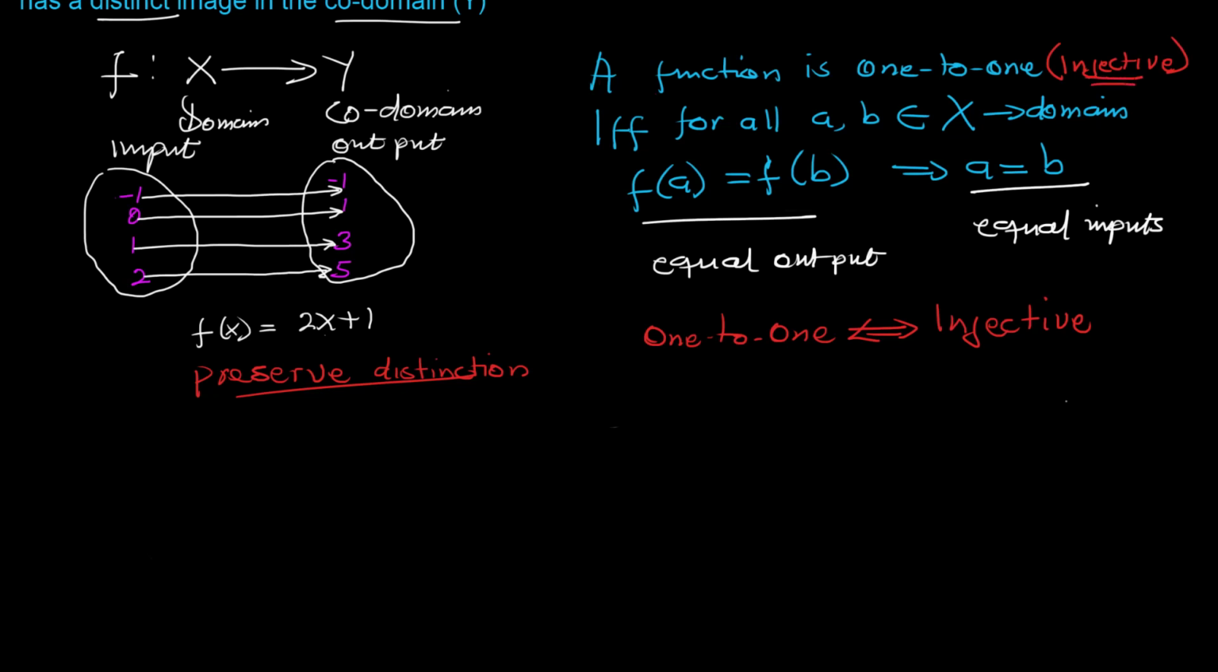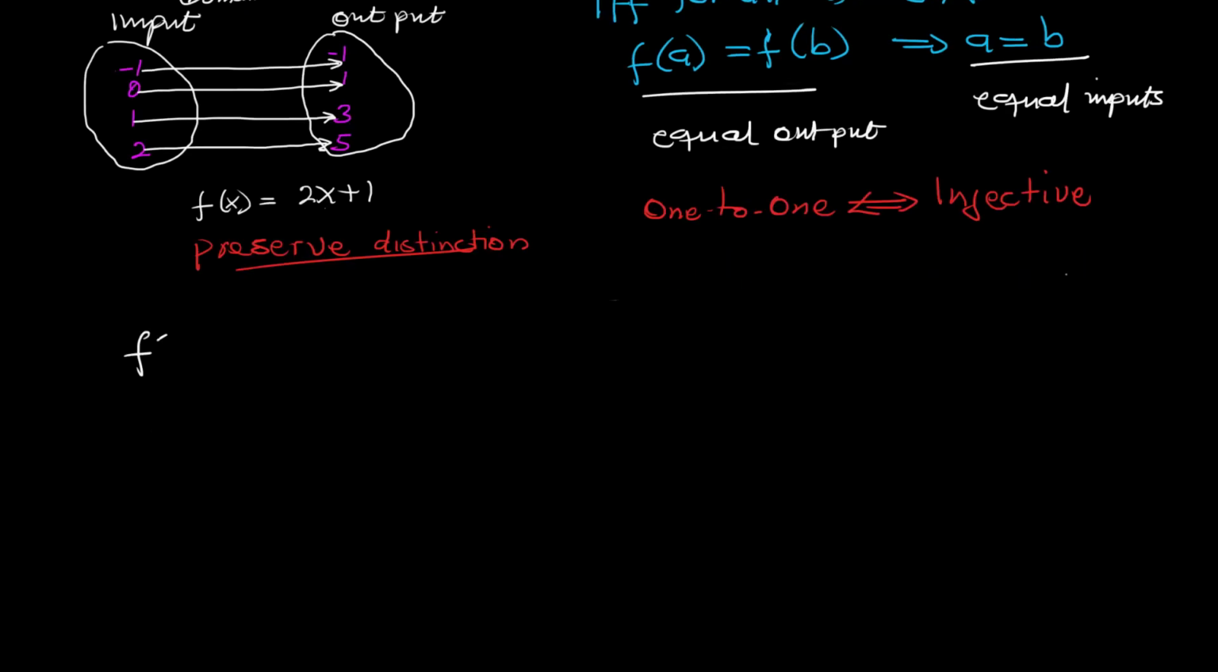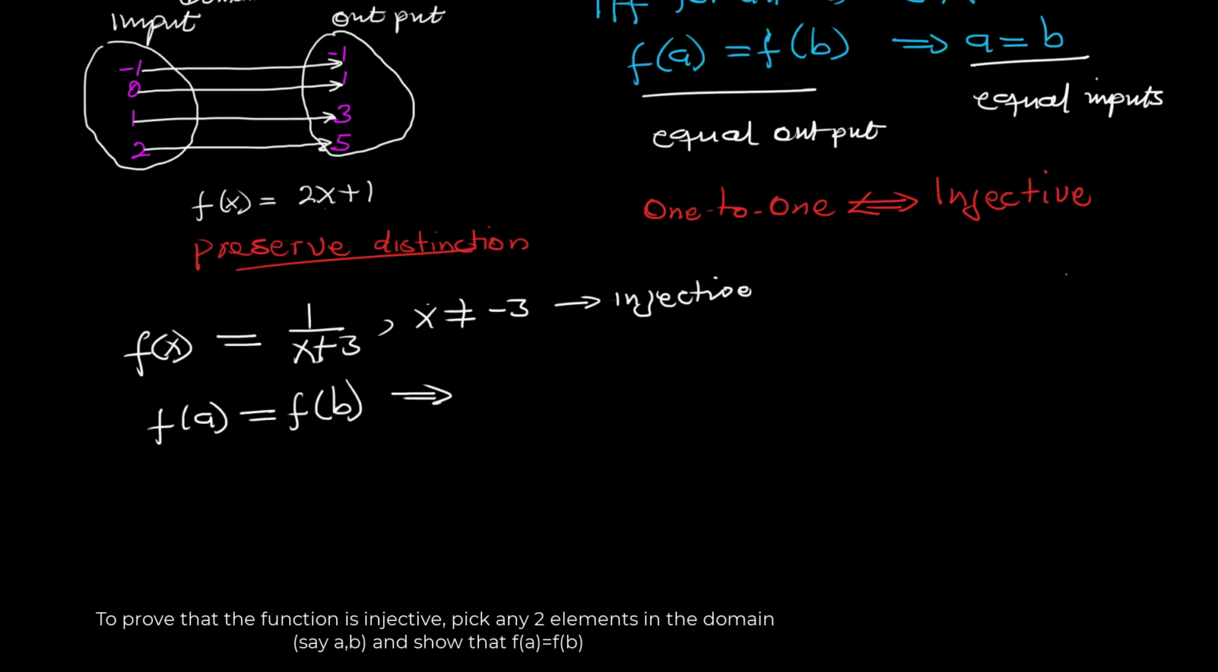Now let's take an example. We want to show that the function f of x defined by 1 over x plus 3 for x not equal to -3 is injective. From our definition, we know that if it is one-to-one, it implies if their outputs are the same, then their inputs are also the same.